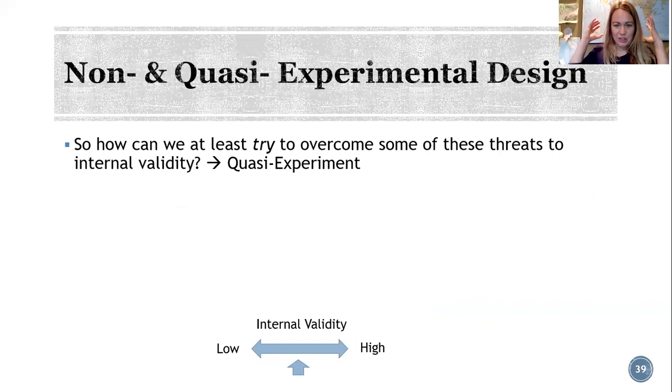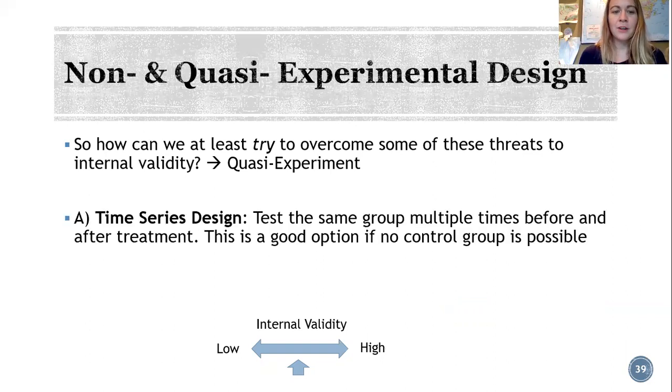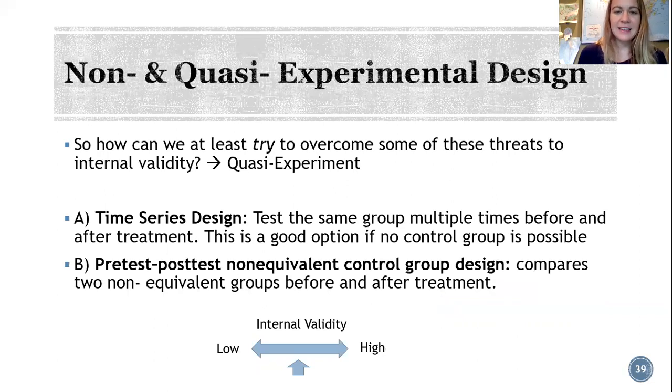Okay, so how can we at least try to overcome some of these problems and move our arrow somewhere closer to high internal validity? How can we at least be a little bit more confident that this intervention is working at all? Well, we can do a quasi-experiment. I'm going to talk about 2 examples of that now. First is a time series design, and the second is called a pre-test, post-test, non-equivalent control group design. Let's talk about those now.